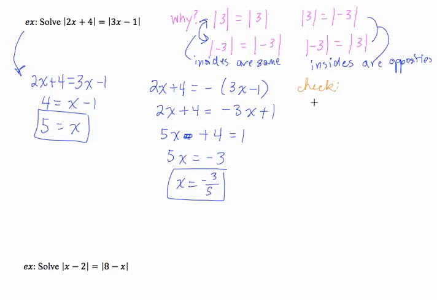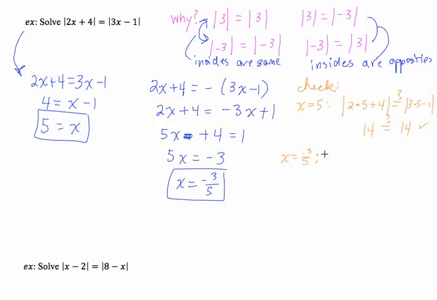If we check x equals 5, we get the absolute value of 2 times 5 plus 4. Does that equal the absolute value of 3 times 5 minus 1? Okay, 2 times 5 is 10, plus 4 is 14. Absolute value of 14 is 14. 3 times 5 is 15, minus 1 is 14, whose absolute value is also 14, so that one works. And this negative 3/5, let's see about it.